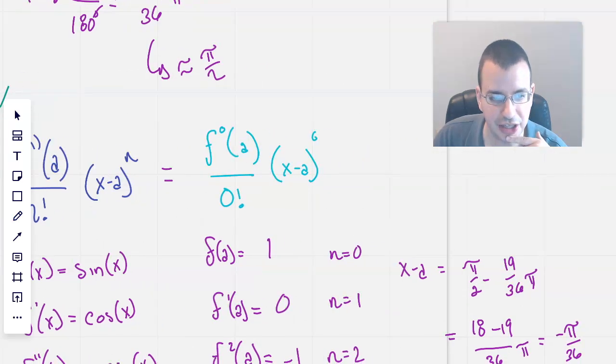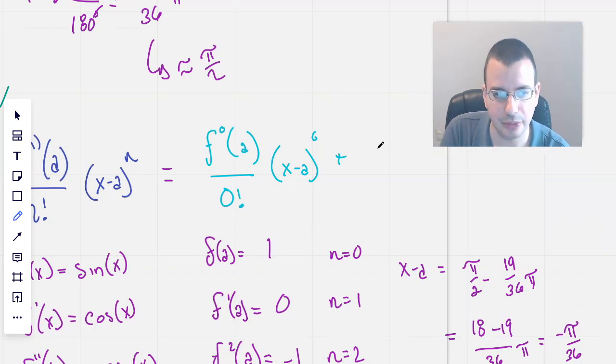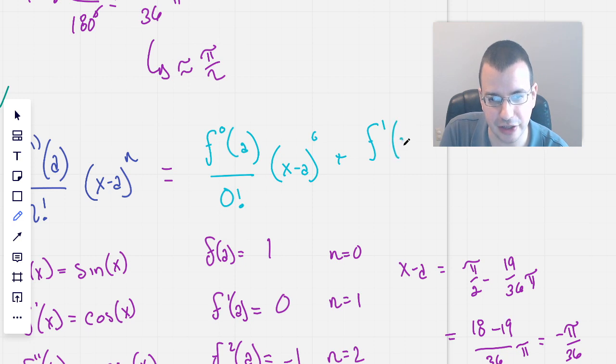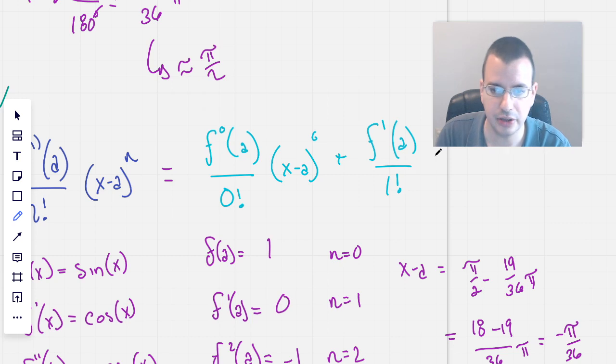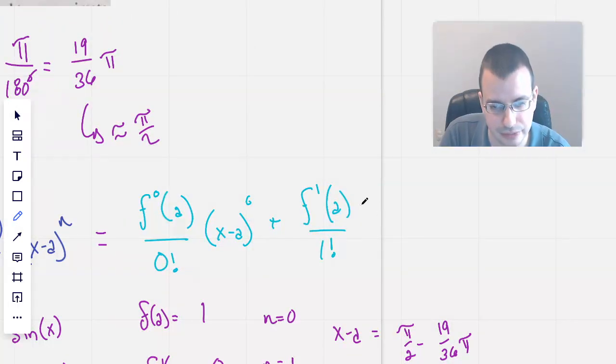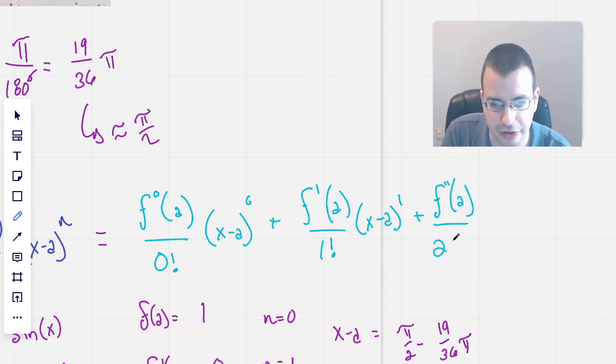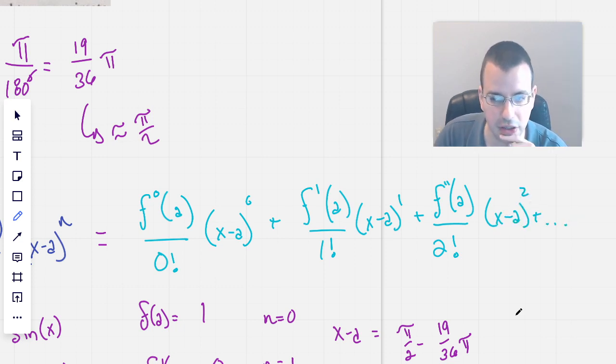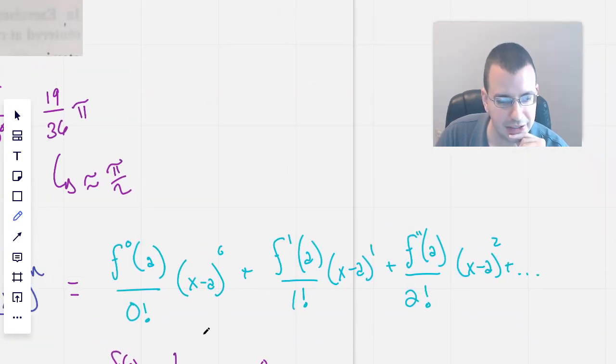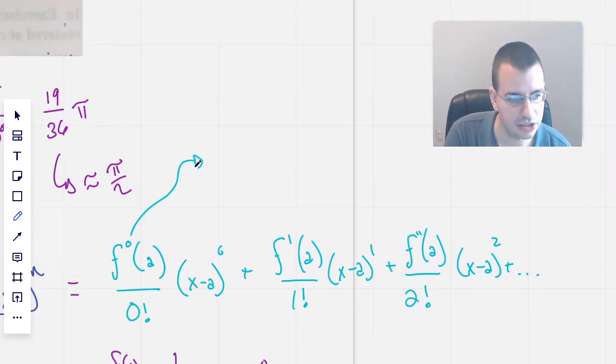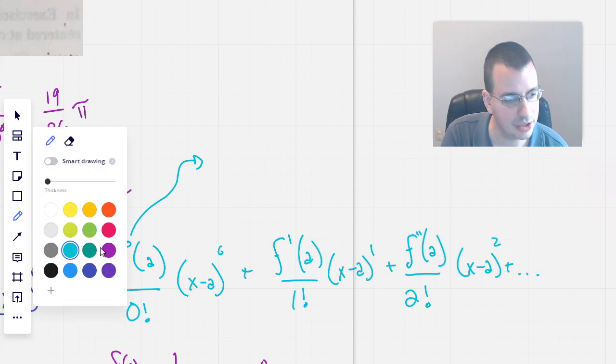I'm going to write the first few out so I can see where I'm going here. F first derivative of a over 1 factorial times x minus a to the first, plus f double prime of a all over 2 factorial times x minus a squared. And I think I see where this is going. Okay, so messy. I'm going to do it up here.